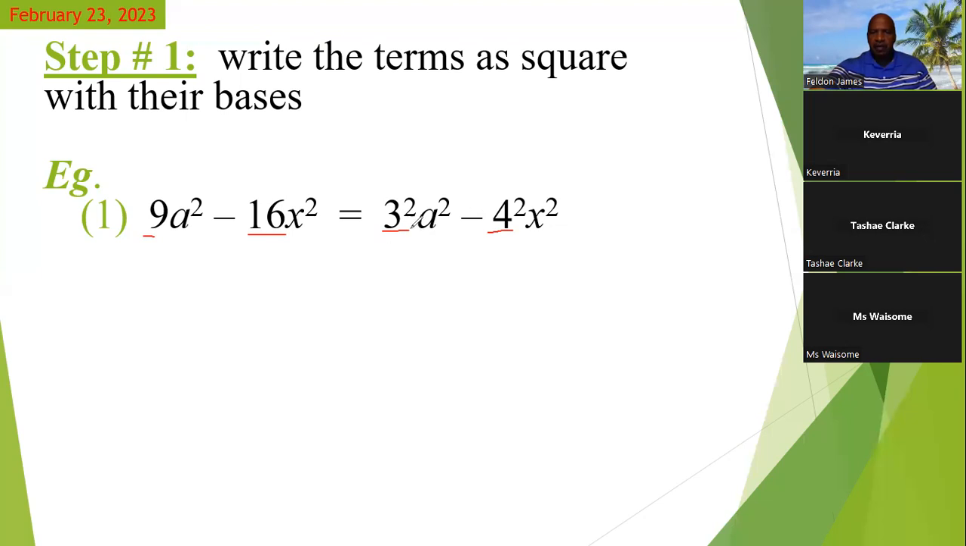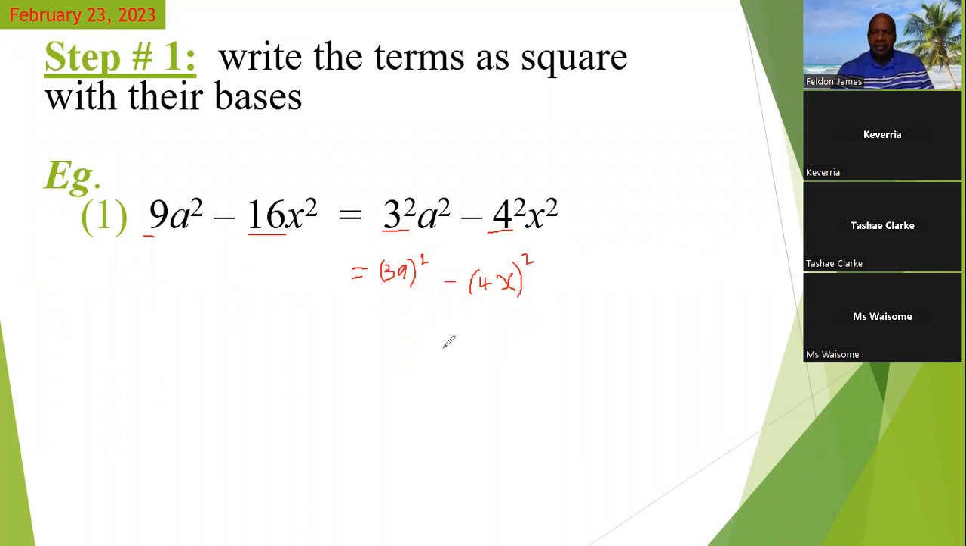And then after we have done that, instead of loosely squaring each of these, we just bracket the 3a, bracket the base of 3 and the base of a, and then we put the square outside. Same thing we do with the other term. Bracket the base 4 with the x, and then we put the square. Now it is clearer that we have a difference of squares.